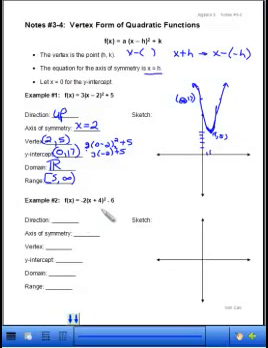Looking at our next graph, we have a negative 2 in front. So our direction, it opens down. Our h, this time with x plus 4, our h is negative 4, and our k is negative 6. So we go over here to negative 4, negative 6, somewhere down here, and that's going to be our vertex.